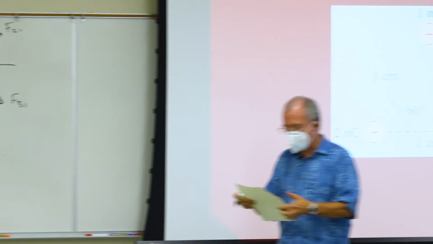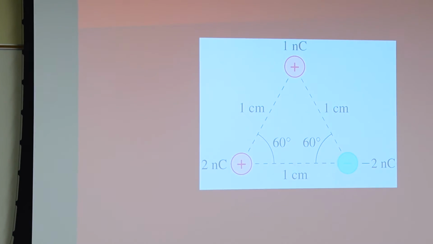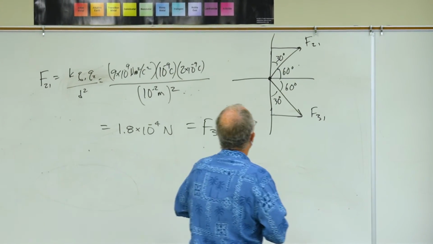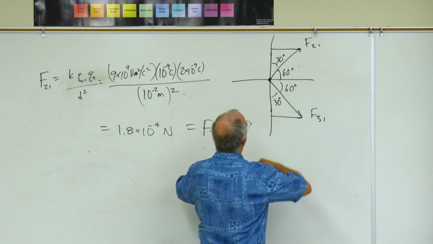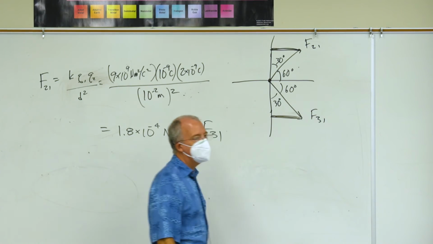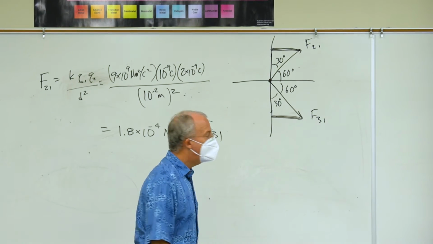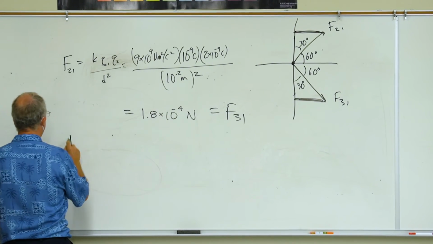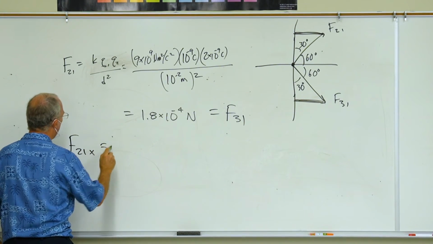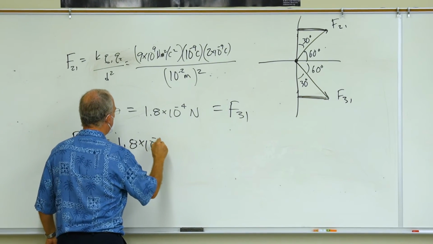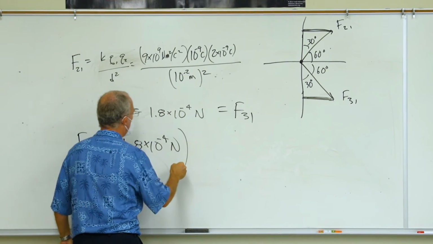So F31 equals F21. Okay, now look, we want to be smart. We don't want to do extra work. So how does this component compare to this component? The same. All right, so we're going to add. So we'll say F21x. So what is that? 1.8 times 10 to the minus 4 newtons times what?